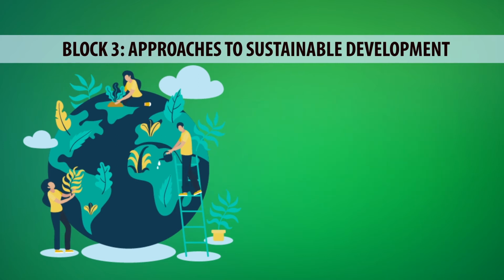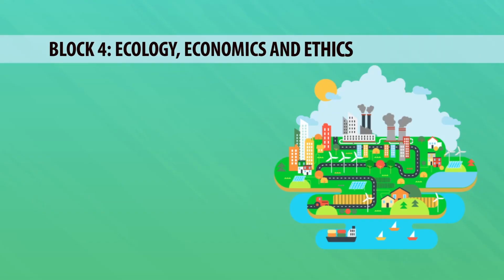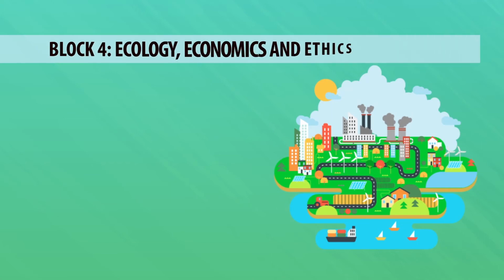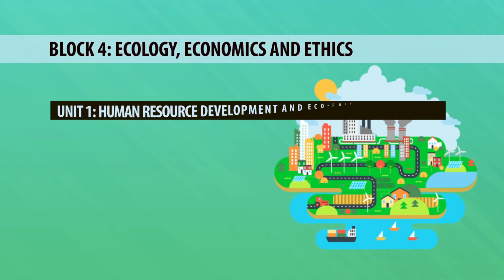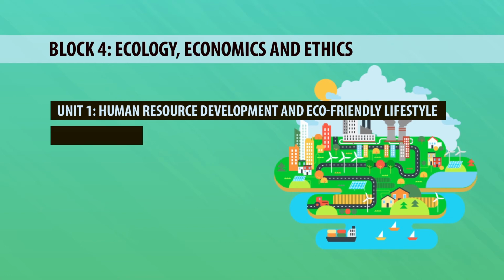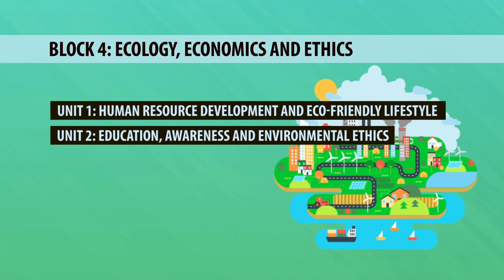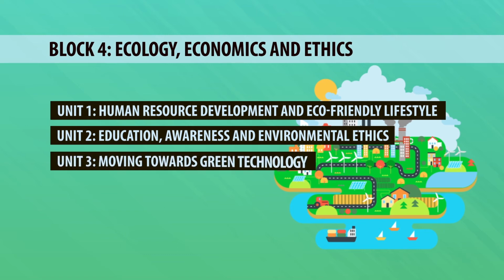And Block 4, the last block of this course, is ecology, economics, and ethics. The main objective of this block is to understand the ethical value behind sustainability. The concepts of Human Development Index and Gross Happiness Index are discussed for bringing the eco-friendly lifestyle. This block has 3 units. Unit 1 is on human resource development and eco-friendly lifestyle. Unit 2 is on education, awareness, and environmental ethics. And Unit 3 is on moving towards green technology.